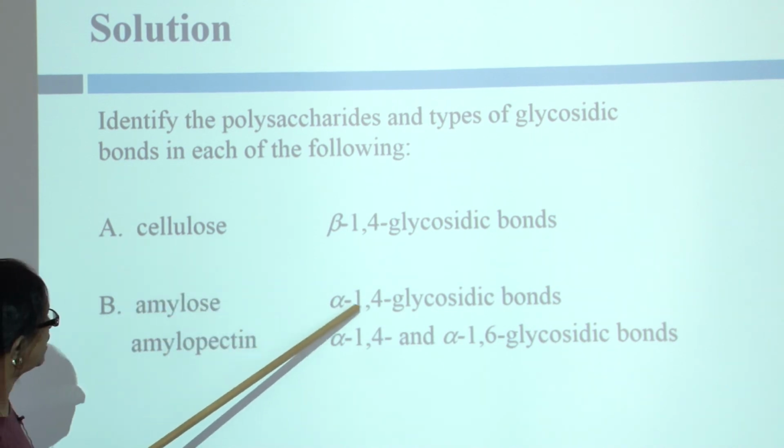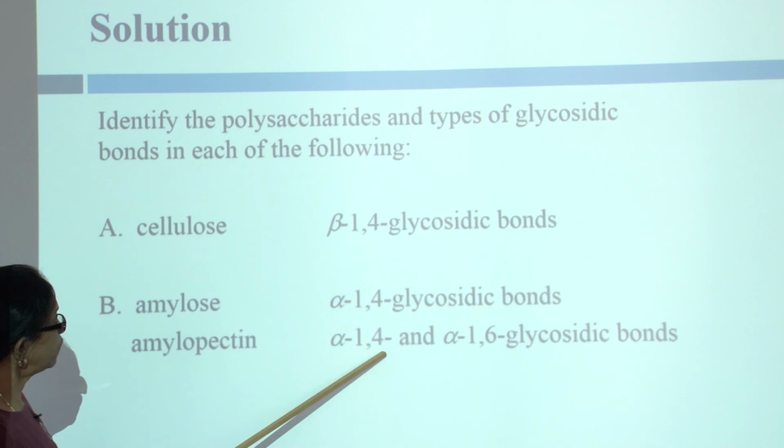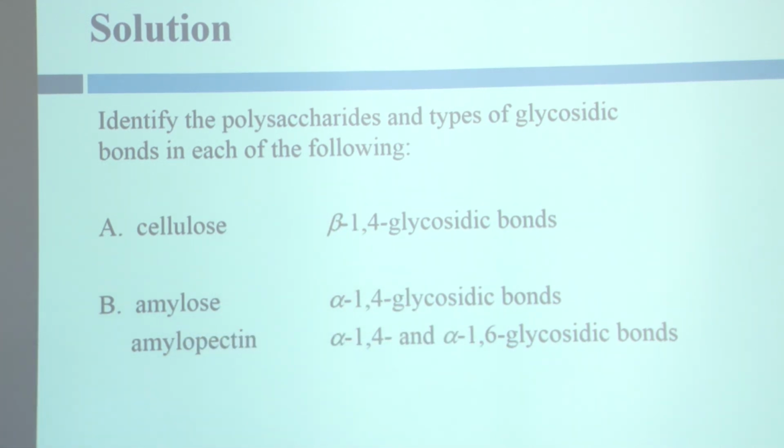Amylose is alpha 1,4 glycosidic bond. Amylopectin, alpha 1,4 and alpha 1,6. You can see the beta bond is something that we cannot digest. Only the animals can do it. And these two are alpha bonds present in the starches, in potatoes, etc.